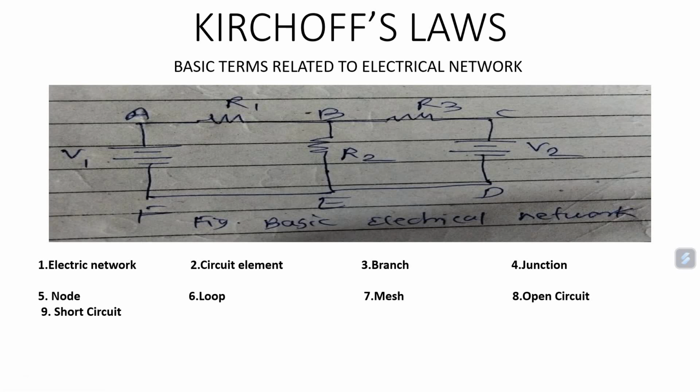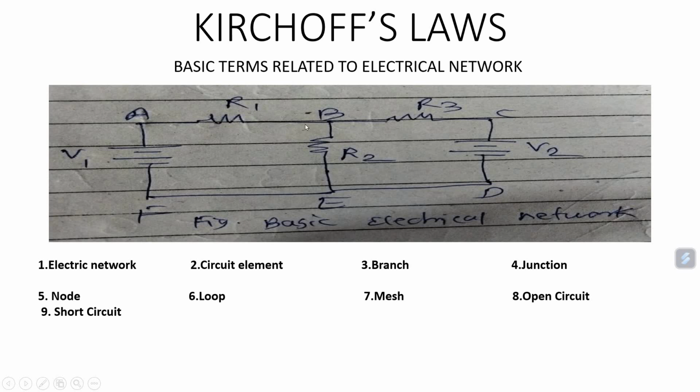Okay, so till now we have discussed what is the network, circuit elements, branch, node, junction. Now the next point is loop. What is the definition of loop? Loop is a set of branches forming a closed path in a network.